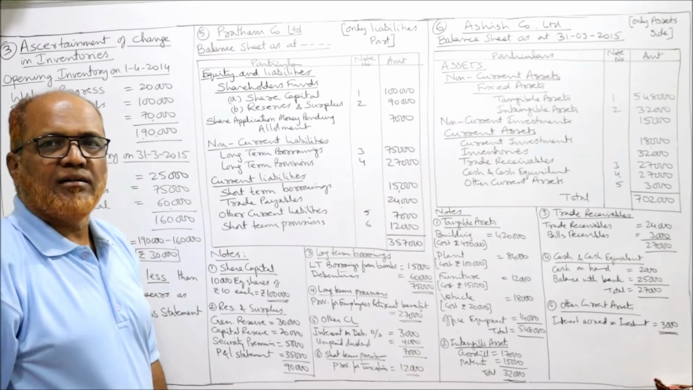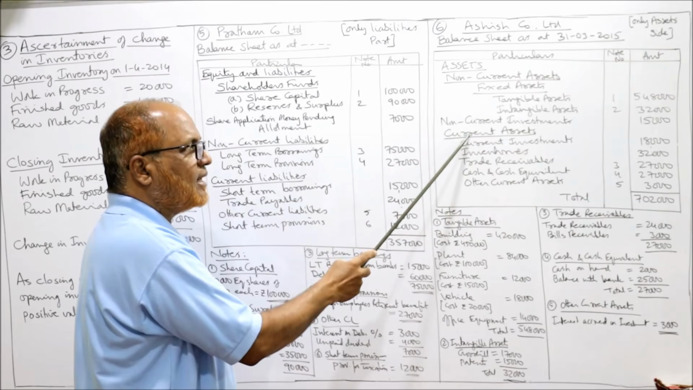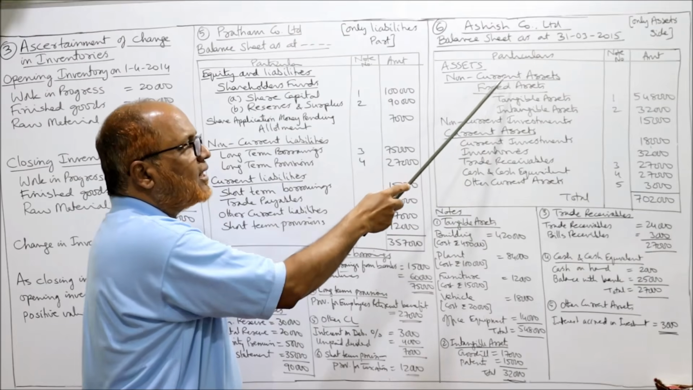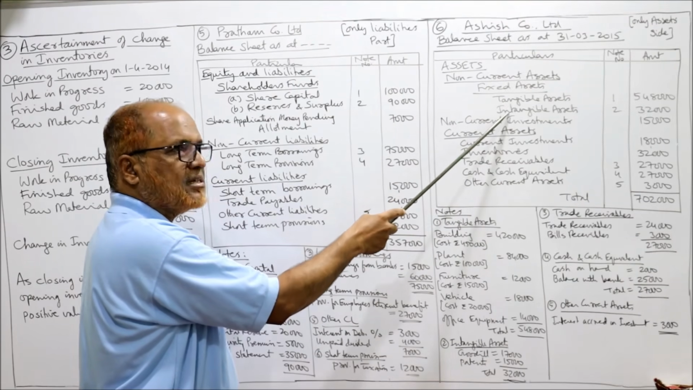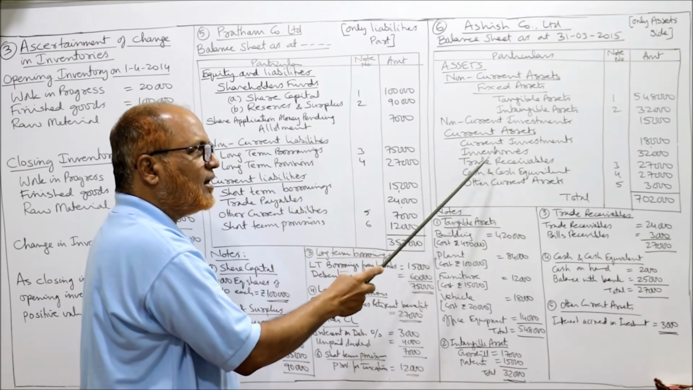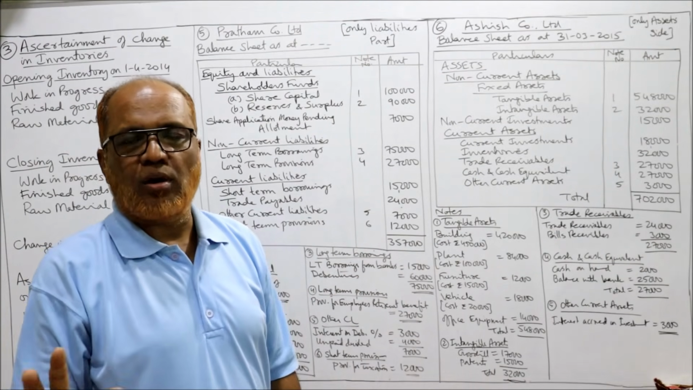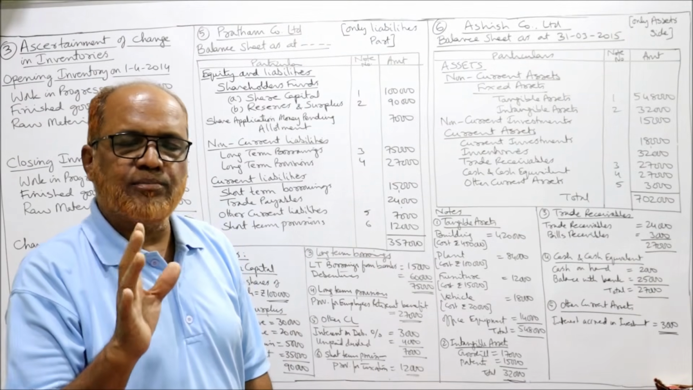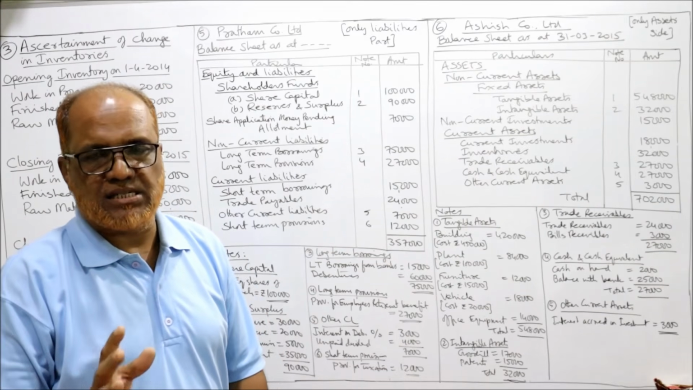In assets we will make 3 categories. First non-current assets, then non-current investments, then current assets. So we will classify into 3 items. First, in non-current assets, fixed assets. In fixed assets we will take tangible assets, intangible assets. Then non-current investments, then in current assets: current investments, inventories, trade receivable, cash and cash equivalent, other current assets. These are the normal items. In every problem, almost 99% of the items will be the same in every balance sheet.